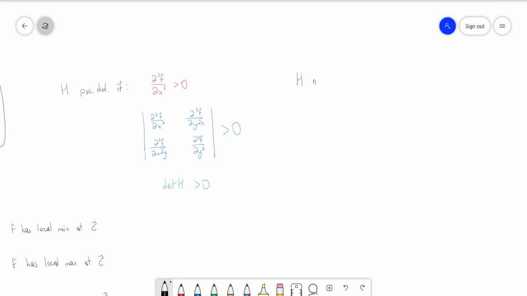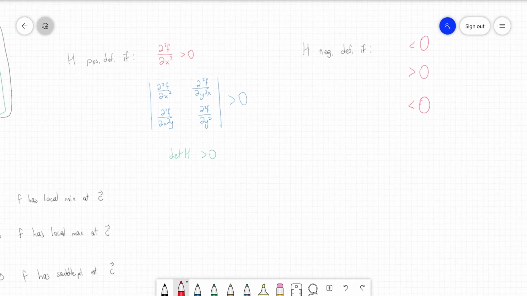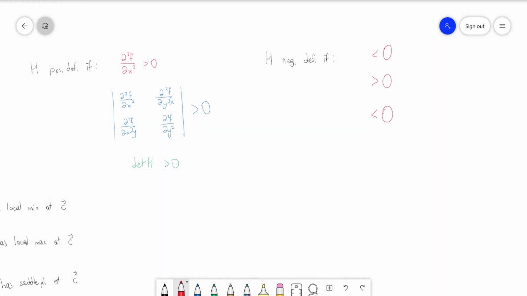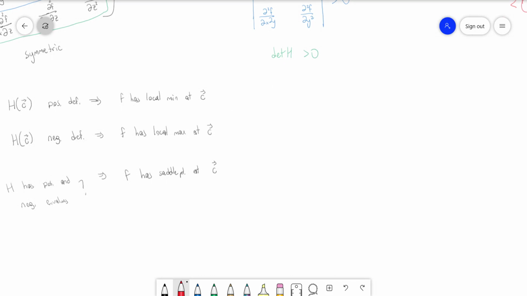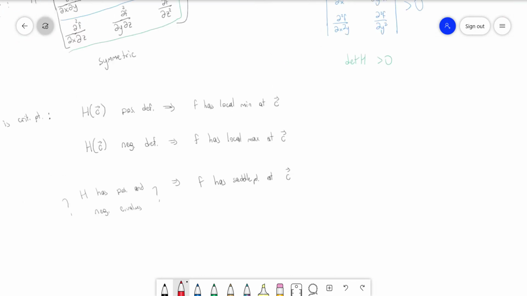Now, to check if it's negative definite, you'll check the same three determinants, but this time to be negative definite, the first one has to be negative, and then it has to alternate in sign from there. All right, so if you get anything other than all positive or alternating starting with less than 0, then you could not conclude that it was a local min or a local max.